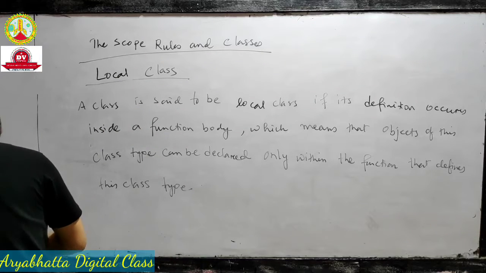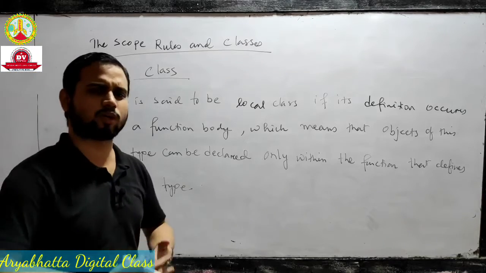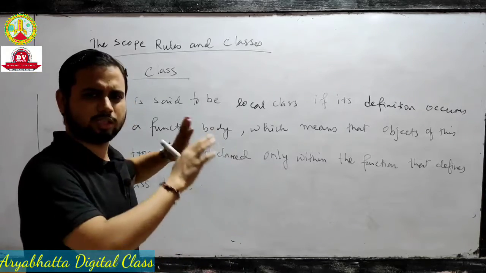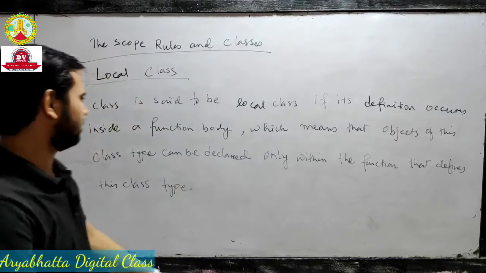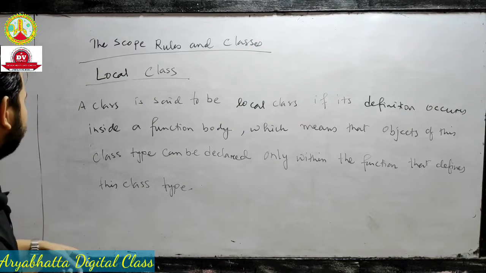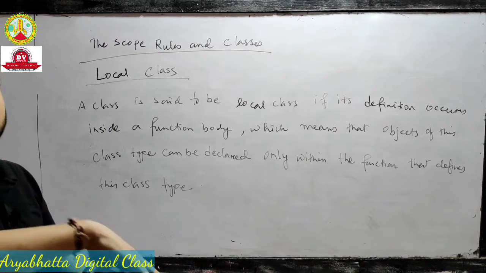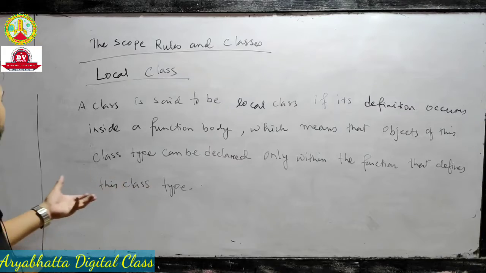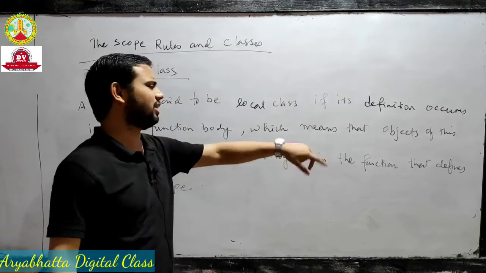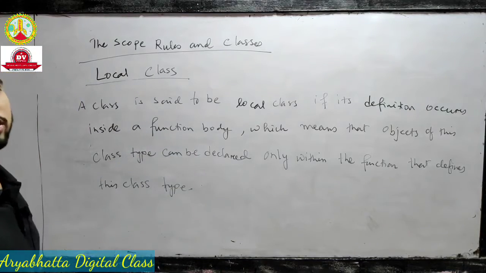See what is the difference. Sometimes a question will be asked in your exam: what is the difference between local class and global class? You just need to write the definition part. It comes for 1 or 2 marks, frequently for 2 marks. A class is said to be local class if its definition occurs inside a function body, which means that objects of this class type can be declared only within the function that defines this class type. Within the function means under the member function prototype.